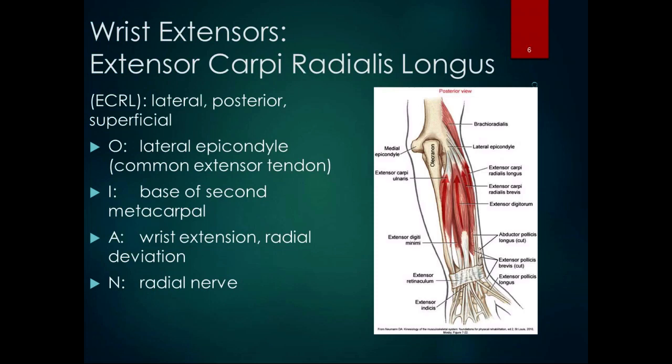How easy are the wrist muscles, right? It goes to the base of the second metacarpal, so it's still on the radial side. So that gives you wrist extension and radial deviation. But we already knew that from its name, right? And it's an extensor. It's on the posterior side. It gets the radial nerve.